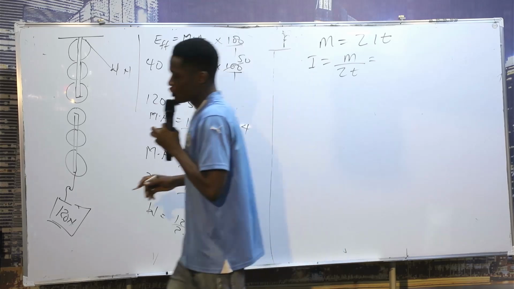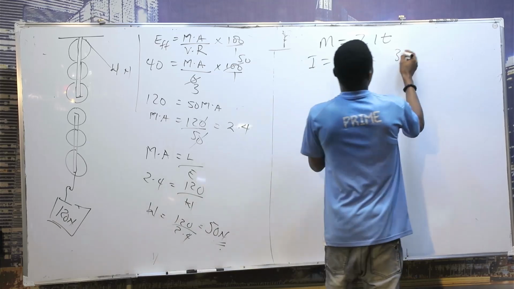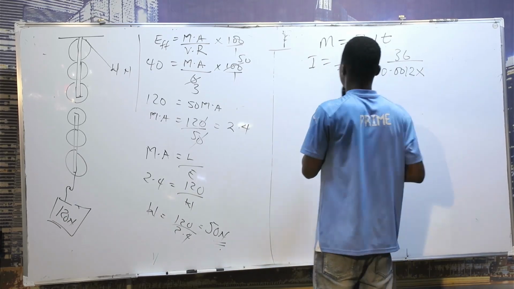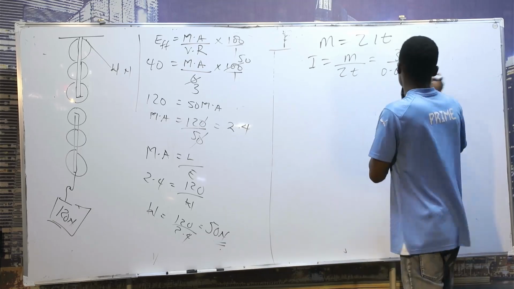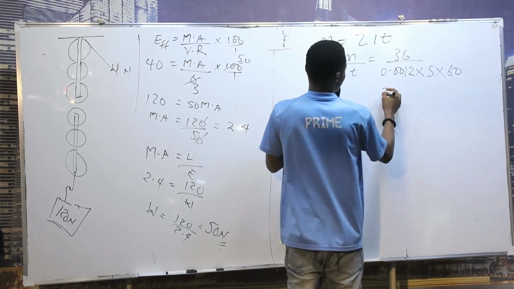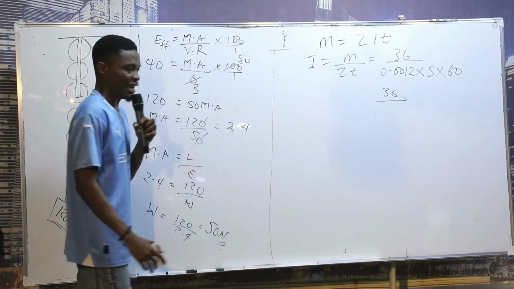So we check for the mass given. The mass given was 36 grams. So I have 36 divided by 0.0012 times time. They said time is 5 minutes, so I multiply by 60, right? Okay, so 36 over what, please? Multiply this: 0.0012 times 5 times 60.